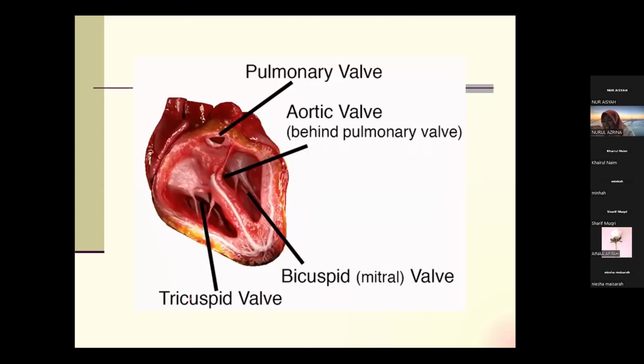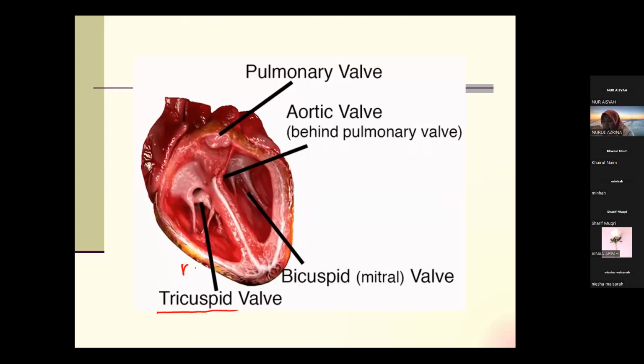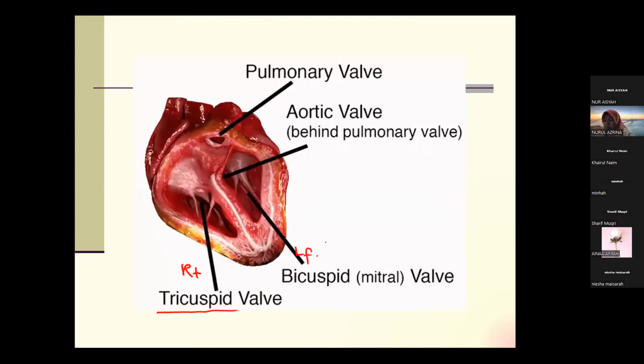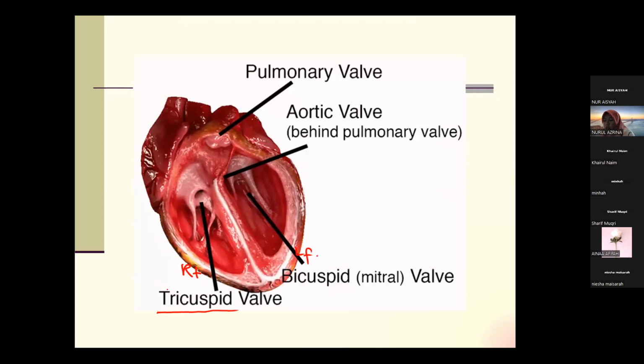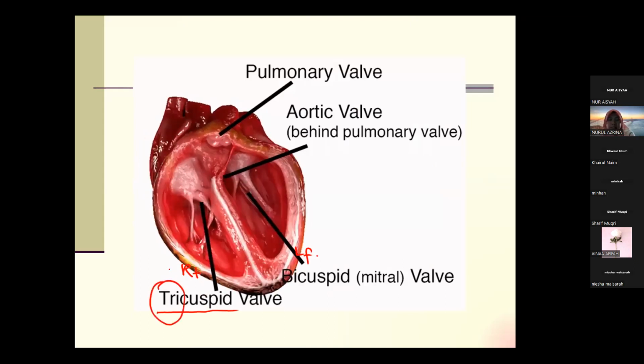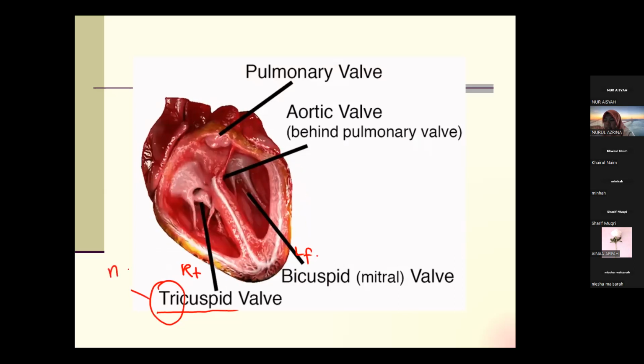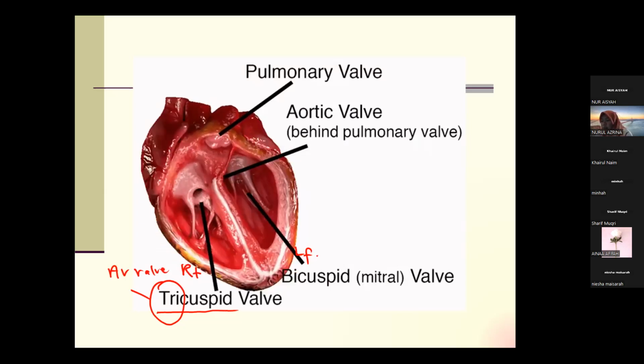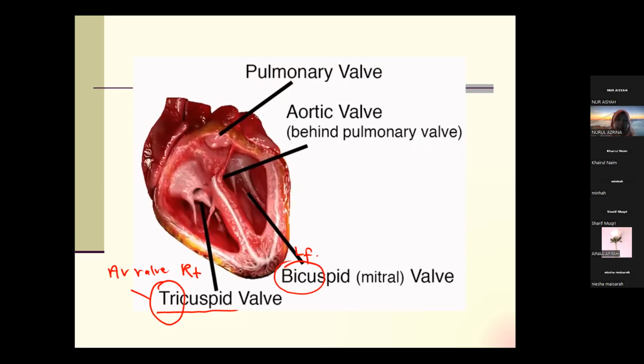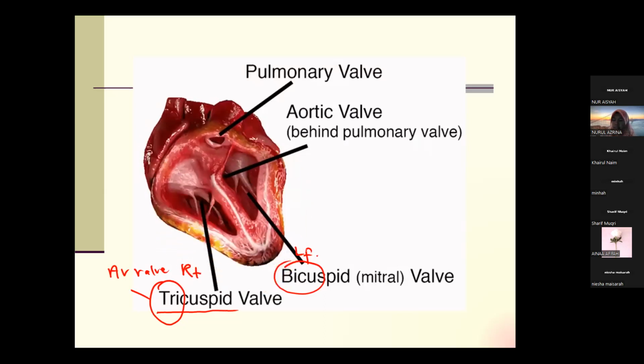You can see here, this is the tricuspid valve. This is the right side of the heart and this is the left side of the heart. Tricuspid means the valve has three flaps, so this is the AV valve on the right side of the heart. And this is the bicuspid valve, the AV valve on the left side of the heart. Another name for it is the mitral valve.